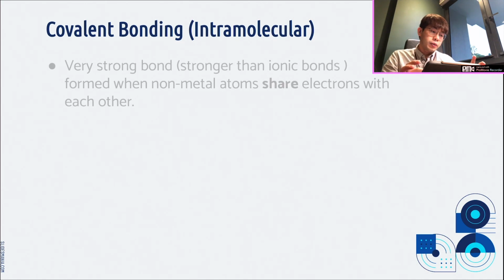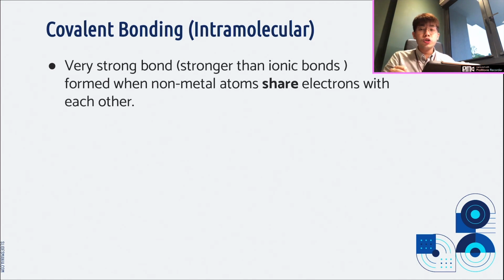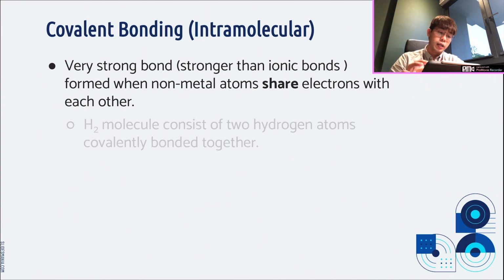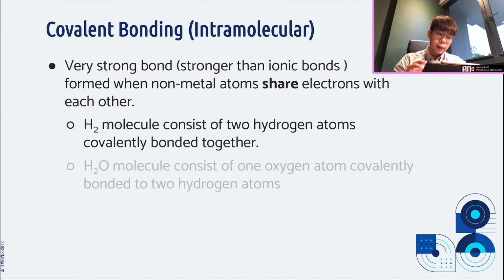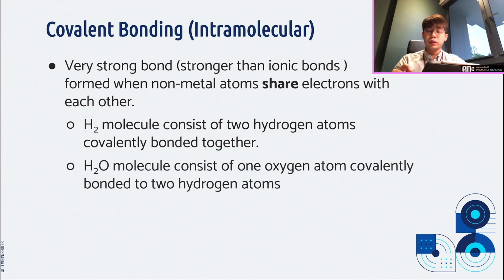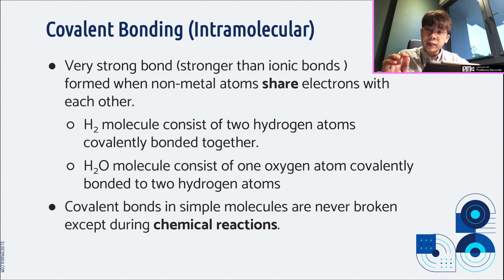So covalent bonds are actually very strong, and they are stronger than ionic bonds. These are formed when non-metal atoms share electrons with each other. They form chemical bonds with each other. So an H2 molecule consists of 2 hydrogen atoms covalently bonded together, and an H2O molecule consists of 1 oxygen atom that is covalently bonded to 2 hydrogen atoms. Covalent bonds are so strong that they are never broken except during chemical reactions.